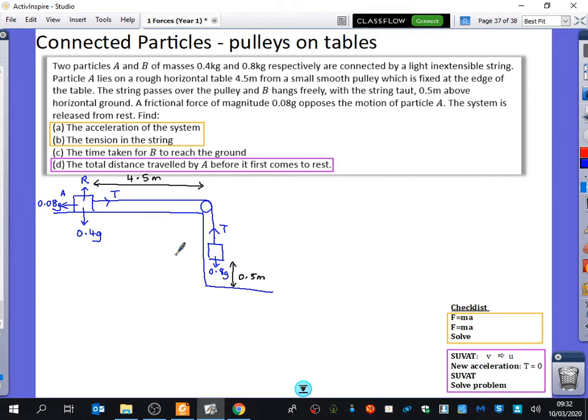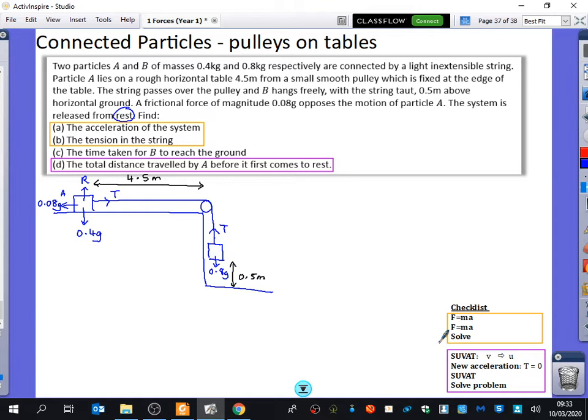The system is released from rest. It's often going to be from rest, okay? But it's worth noting that when we do any suvat later on, we're going to have that process. So the things it wants us to do is find the acceleration and the tension. I've put those in orange because that's the same thing we've had in our checklist before: doing equation of motion, and then simultaneous equations. So there's nothing different there.